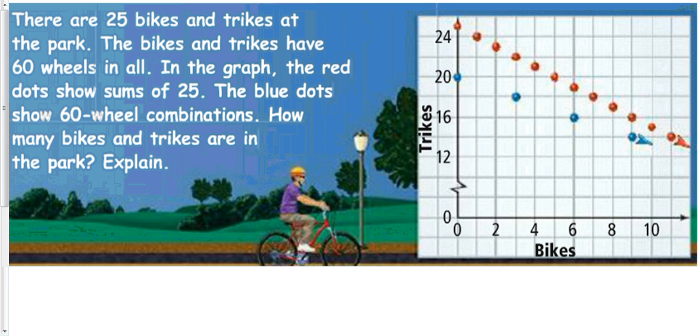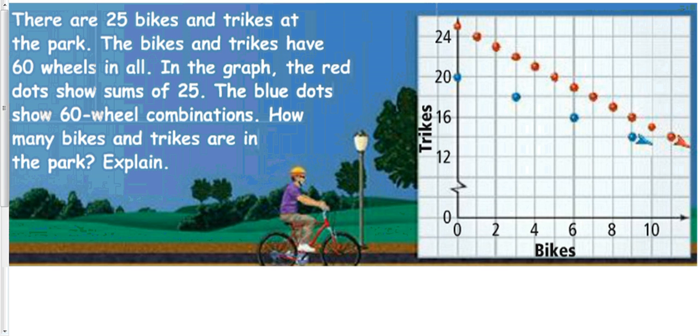There's 25 bikes and trikes at the park. The bikes and trikes have 60 wheels in all. In the graph, the red dots show the sums of 25. The blue dots show 60 wheel combinations. How many bikes and trikes are there in the park? So we could figure this out based on the graph.